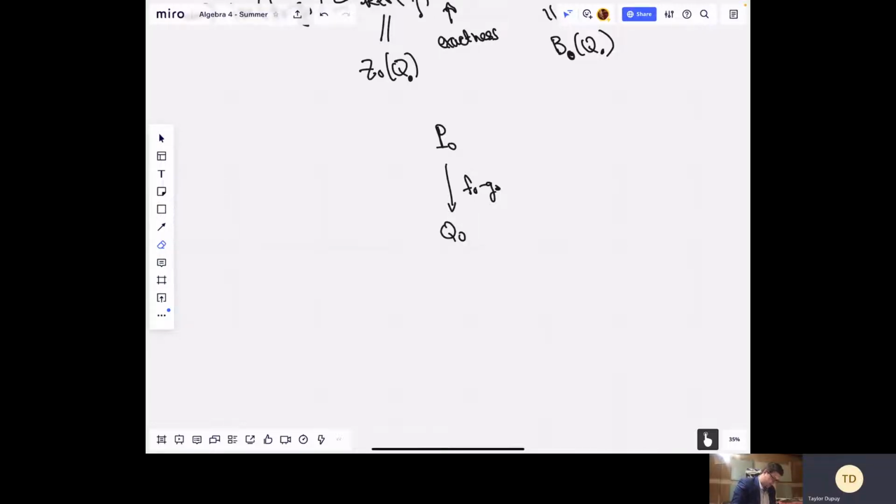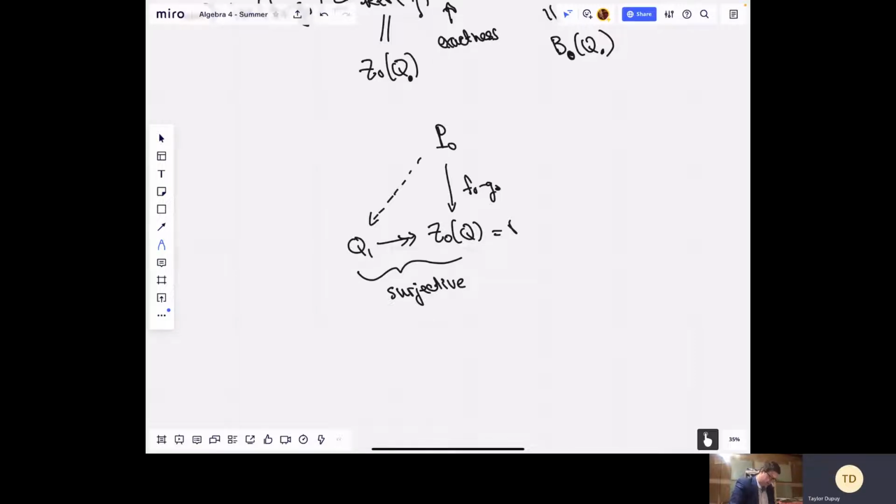And then, let's see, let's actually get rid of this. Let's do the cycles here. We'll do Z0 of Q. And this goes from Q1 here, and we want a map like this. And notice that this map is surjective.